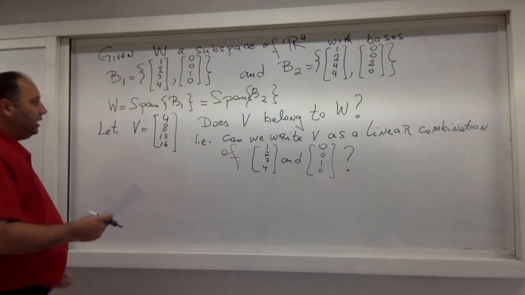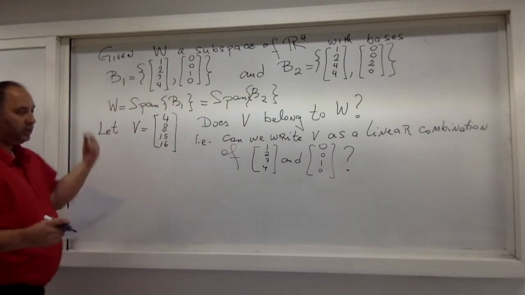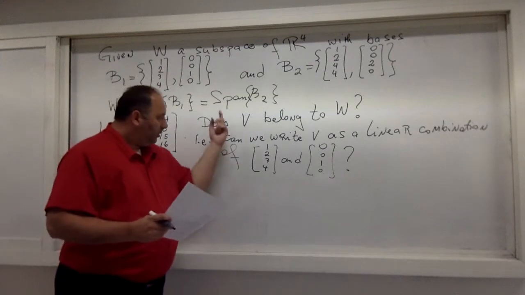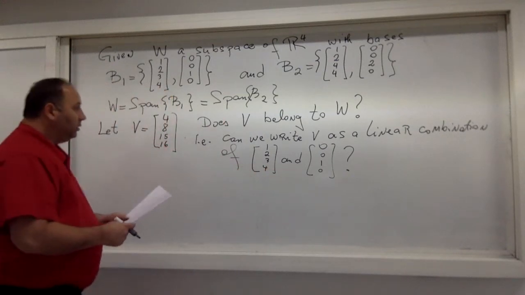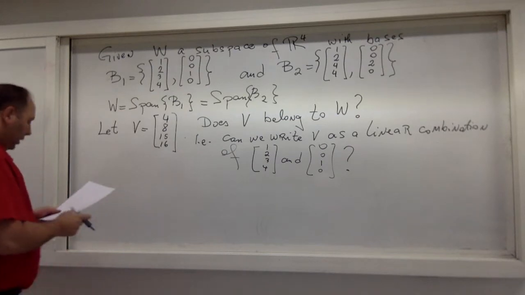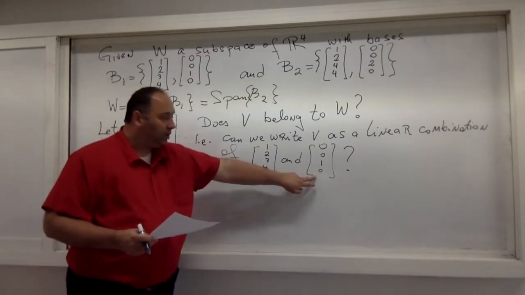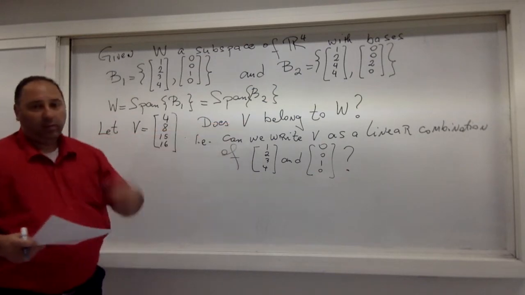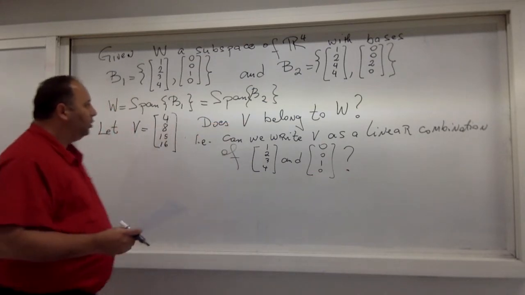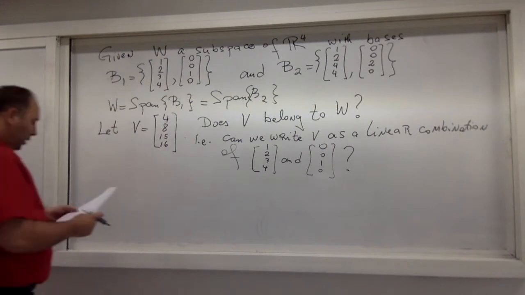Now, the good news is the coordinates are just the coefficients that we will get in front of basis vectors. So that's all it is. There is nothing else in it. So we have two basis vectors, so coordinates of V, if V belongs to W, will be A and B, two numbers, and that's all. So how do I find them?